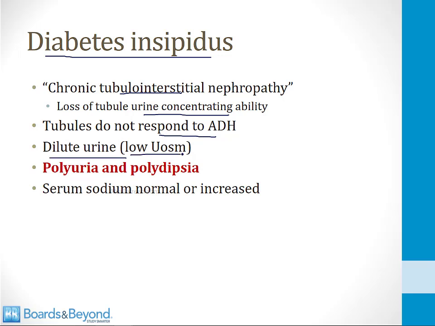low urine osmolarity. Because there's lots of urine being produced, the patient will complain of polyuria, and the polyuria will make them thirsty, so they will drink a lot and complain of polydipsia, meaning they're thirsty all the time. Now, in some cases, the loss of free water will increase the serum sodium. However, in many cases, patients drink enough to keep up with the free water loss, and in these cases, the serum sodium can be normal. So remember that a normal serum sodium does not exclude diabetes insipidus.